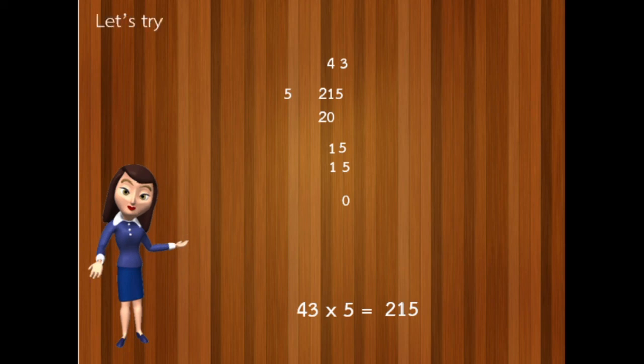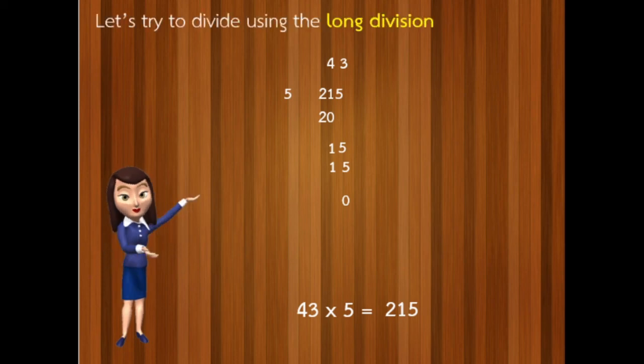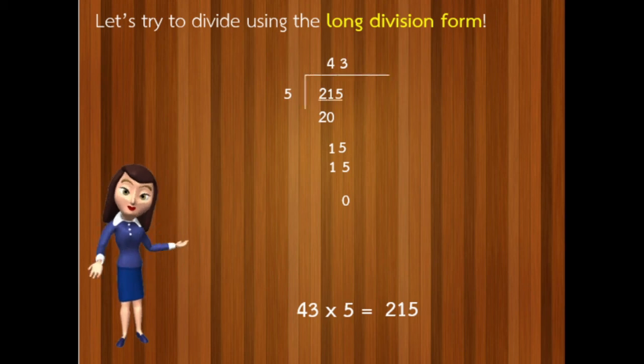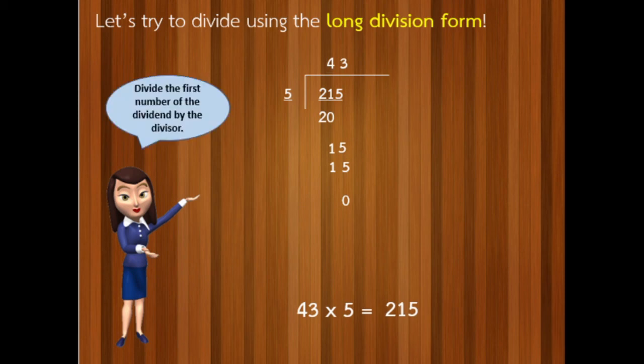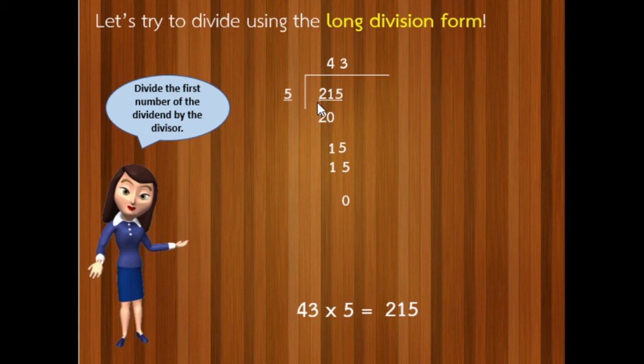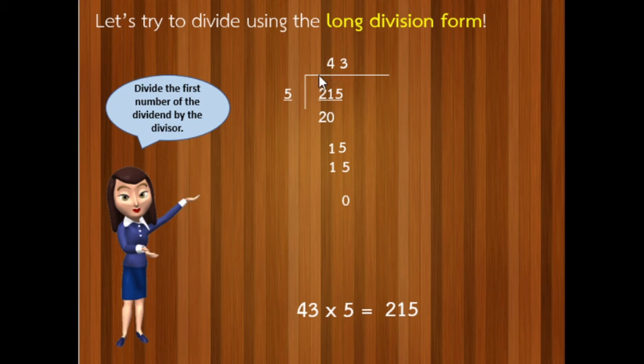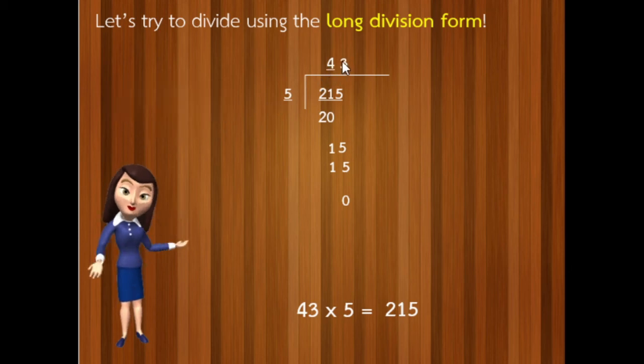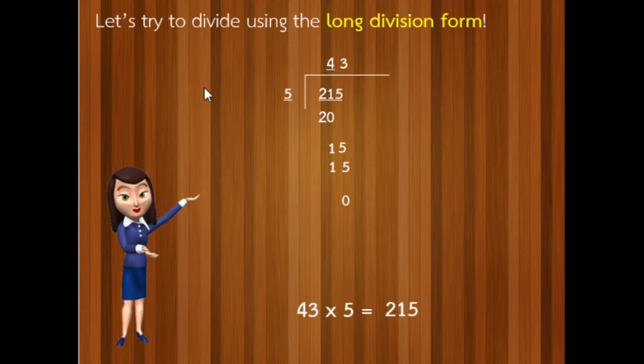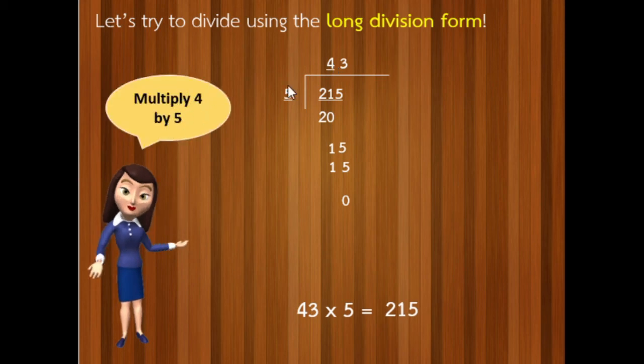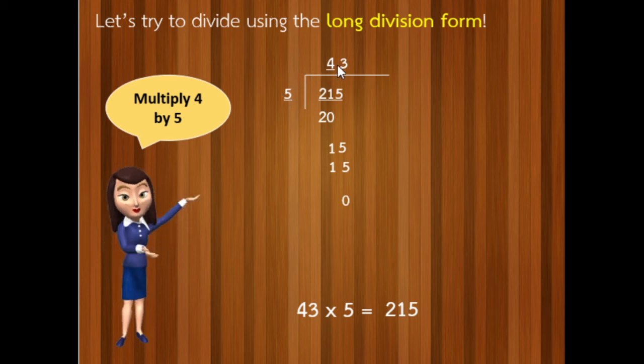Alright. We can also do long division form. So as you can see here, first you divide the first number of the dividend by the divisor. So we have 2 and 5. 2 and 5 cannot be divided, so we do 21 divided by 5. And we get 4. So next, 4, we multiply by 5. 4 times 5 equals 20.